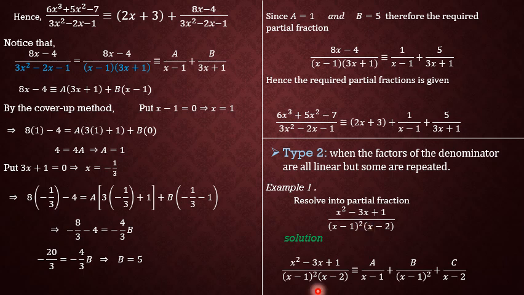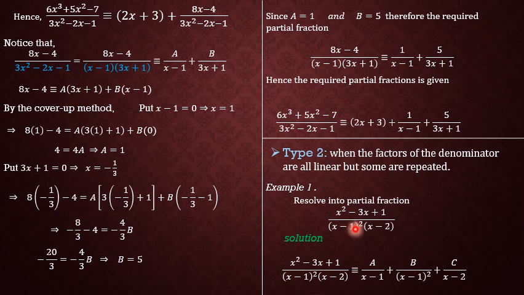Okay, so this is the part I was actually saying. Notice that when the factors of the denominator are all linear but some are repeated, look at this factor, it's actually a repeated factor according to the important results that I was explaining. I think that should be point Z like that according to the previous slide.